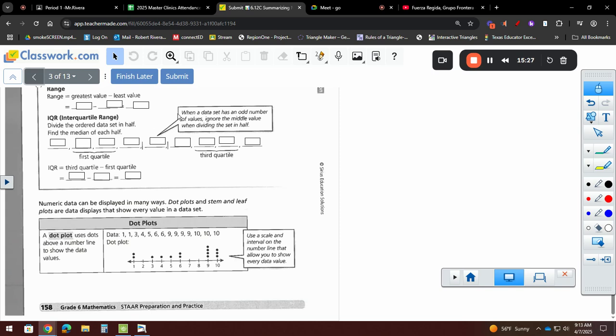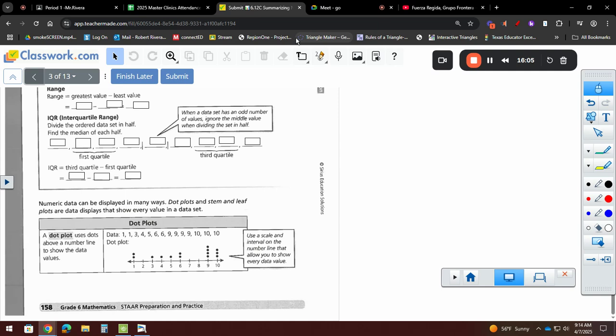Listen. Dot plots. This is from elementary. I just want to make sure that you know how to read them still. So let me start with Nayeli. Do you know what the dot plots mean? Okay. What does the two dots on top of the one mean? There's just two ones. Good. And how many threes? One. How many fours? One. How many fives? One. How many sixes? Two. How many nines? Four. How many tens? Three.